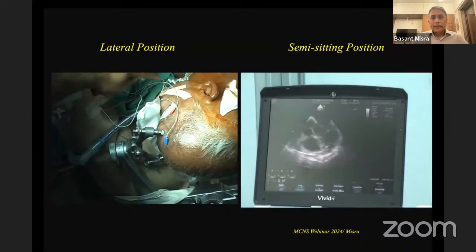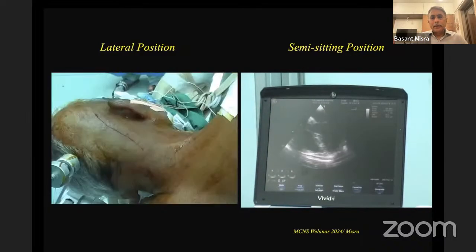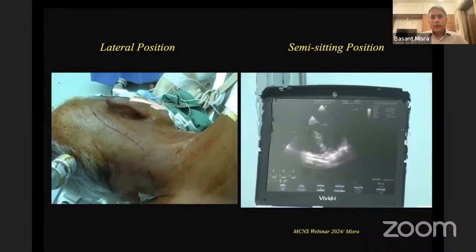Right? So the commonest and obviously very well-known complication is the air embolism. So one is always aware about it.